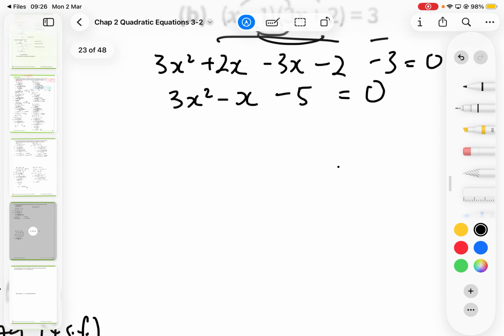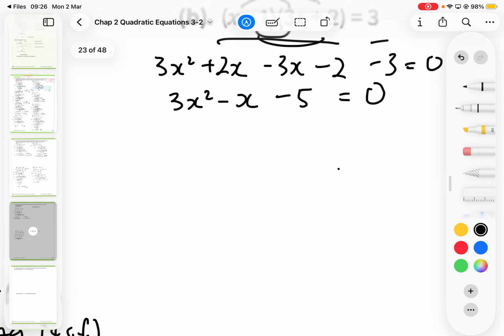So once it's in this form, I can go and write down my A is 3. A is the number of x squared, or the number in front of x squared. Then B is the number of x, or the number in front of x. So when I have minus x, I must know that the number in front of x is actually negative 1. I have minus 1x.